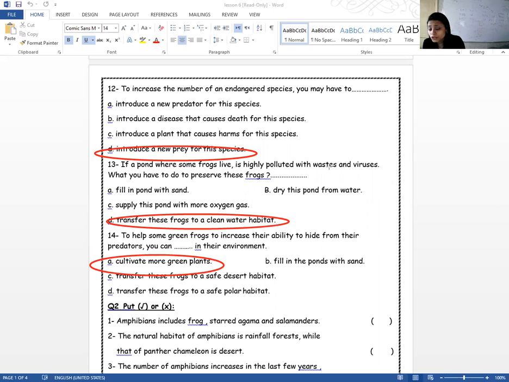After that, put right or wrong. The first one, amphibians include frog, starred agama, and salamanders. No, wrong. The natural habitat of amphibians is rainforests, while that of panther chameleon is desert. Panther chameleon lives also in rainforest, so it's true.